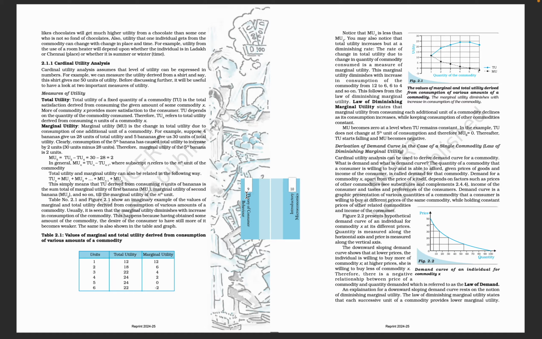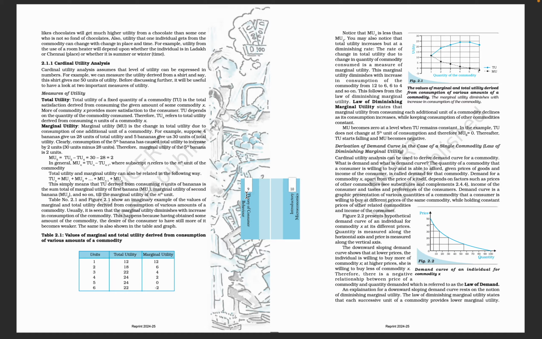Derivation of demand curve in the case of a single commodity, using the law of diminishing marginal utility. Cardinal utility analysis can be used to derive the demand curve for a commodity. What is demand and what is a demand curve? The quantity of a commodity that a consumer is willing to buy and is able to afford, given prices of goods and income of the consumer, is called demand for that commodity.